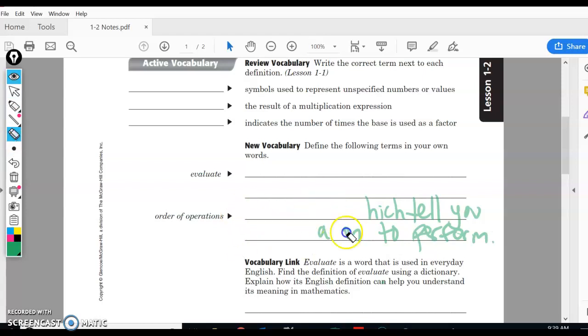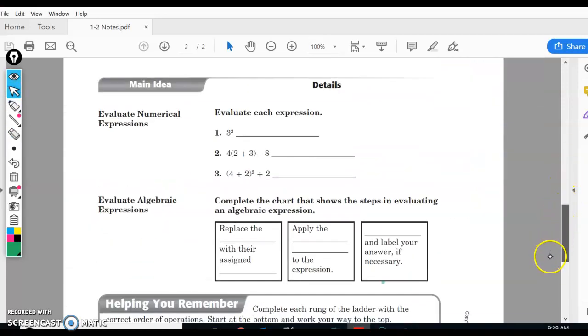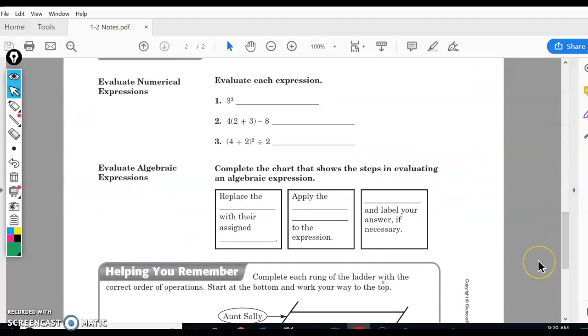Let's skip the vocabulary link and get to a couple just practice problems. The ones on the next page are extremely basic. They are not that complicated at all, but I promise that I will give you some more rigor and harder problems involving plenty of grouping symbols and plenty of operations in class. But let's just get a basic understanding of the order of operations.